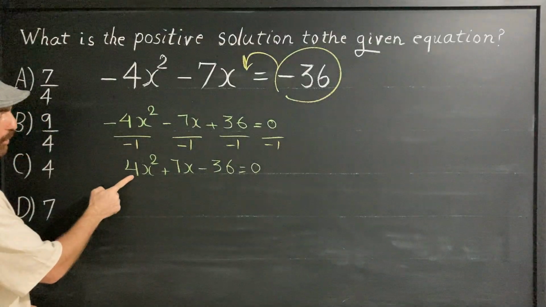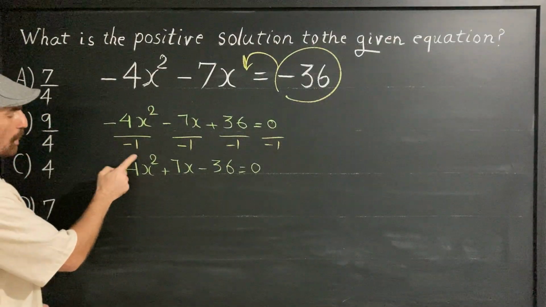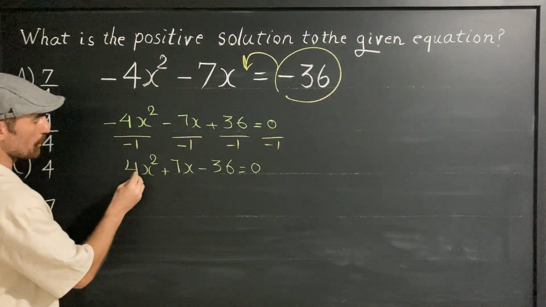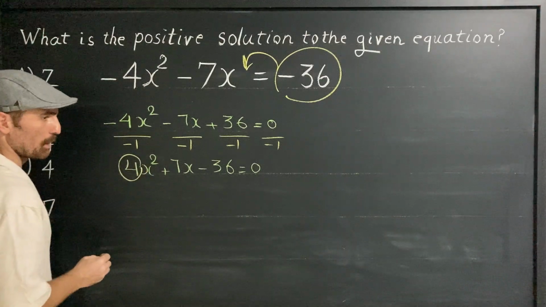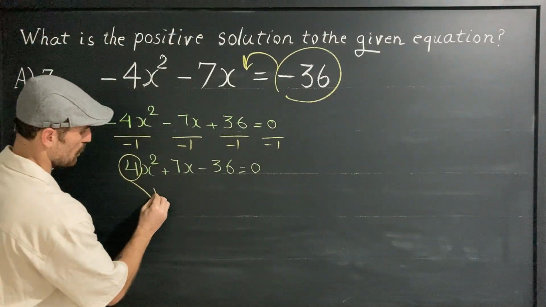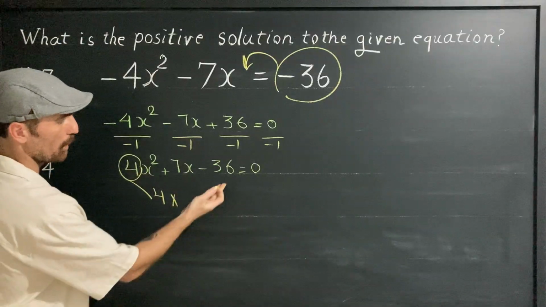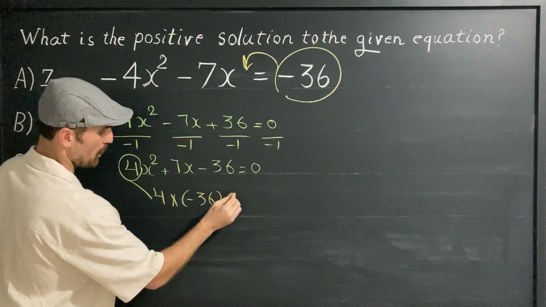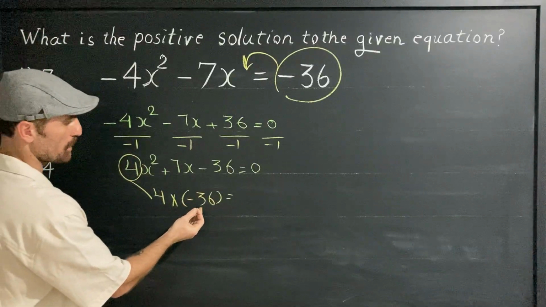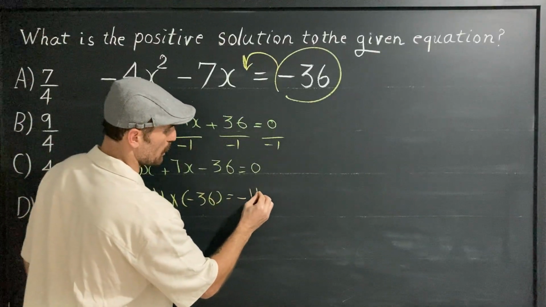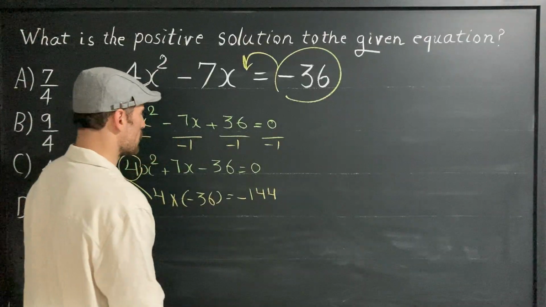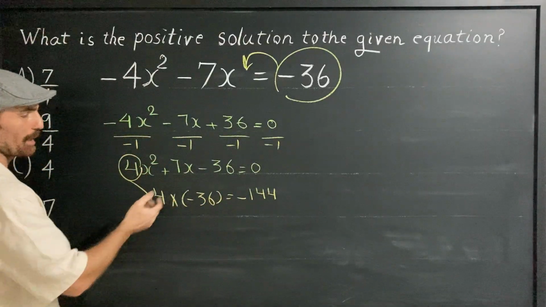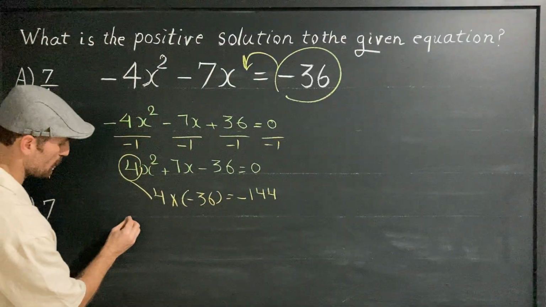Remember, the leading coefficient is not 1. So what should we do? I'm going to take this 4 from the leading coefficient, multiply it by the constant term. 4 times negative 36 is negative 144.